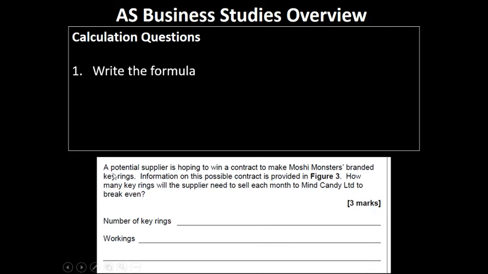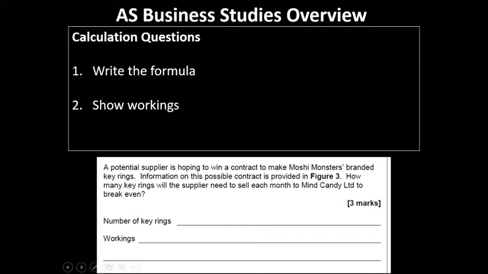Well, this one you can see, this was the break-even question from last year. So the first thing to do is in the workings, so they give you a space for the answer. So start off down here in the workings bit. Okay, and the first thing you do is write the formula. So in this case, it's about break-even. Break-even equals fixed cost divided by contribution per unit.